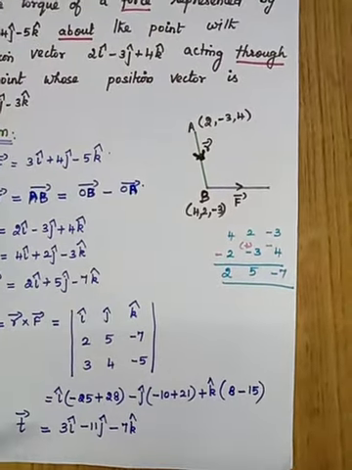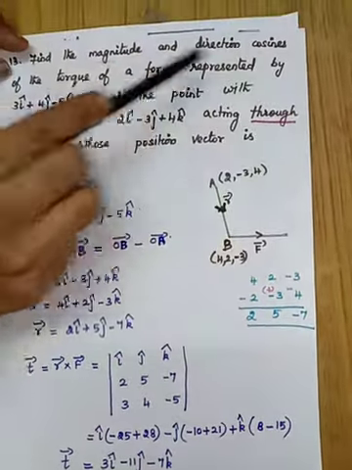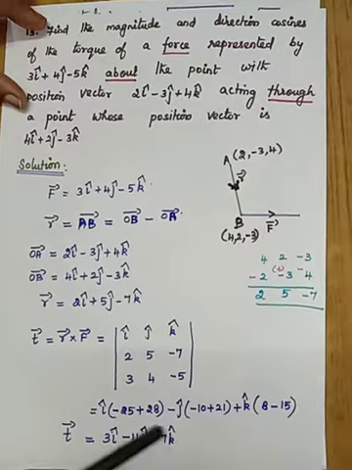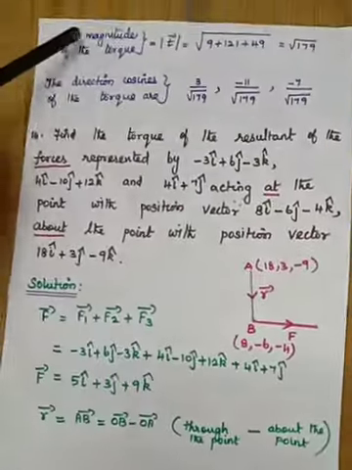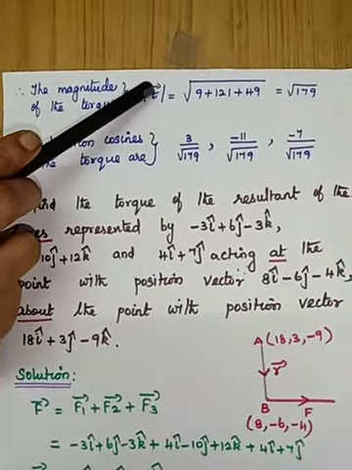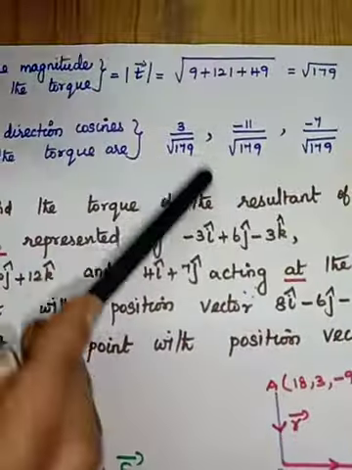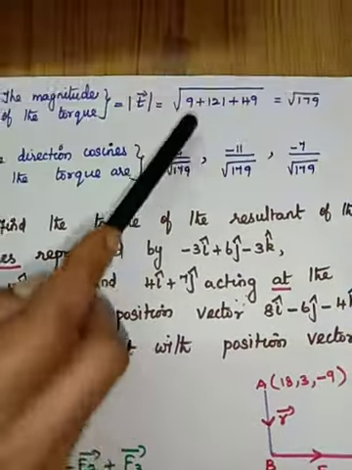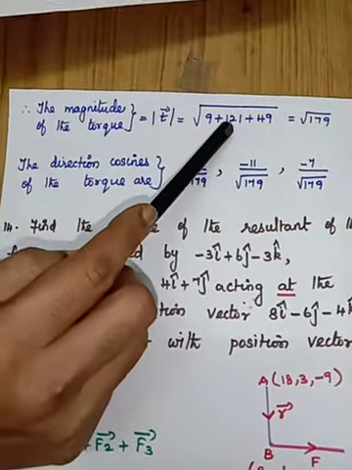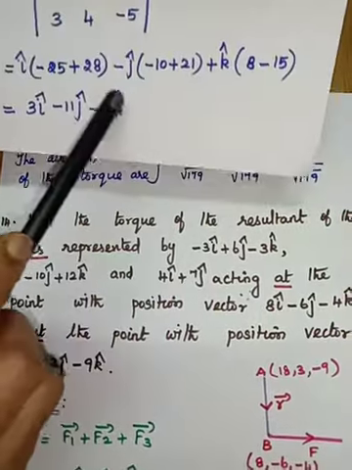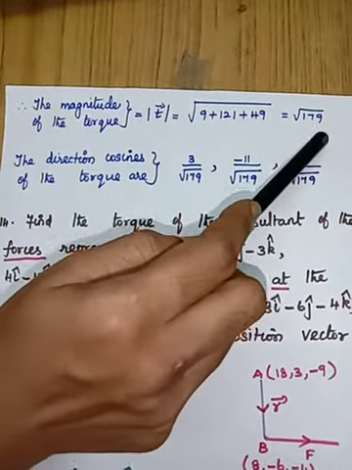So this is the torque. Okay, what is asked? Magnitude and direction cosines of the torque. So the torque vector is here. You have to find the magnitude. So what is the magnitude of the torque? It is nothing but the modulus of T vector. How to find the modulus? It is nothing but square root of 3 the whole square, that is 9, plus minus 11 the whole square, that is 121, plus minus 7 the whole square, 49, that is equal to square root of 179.